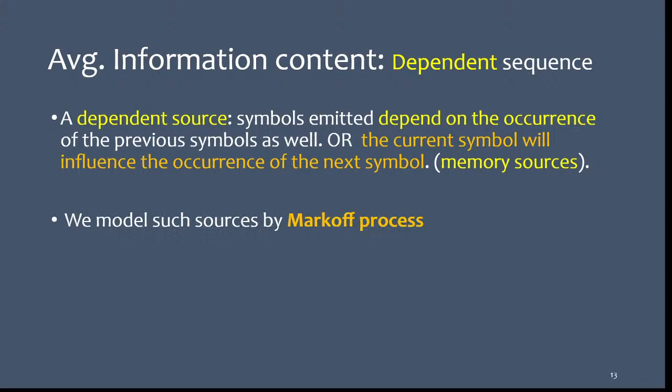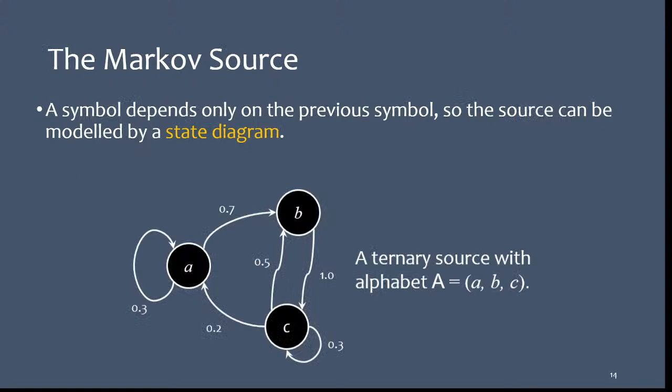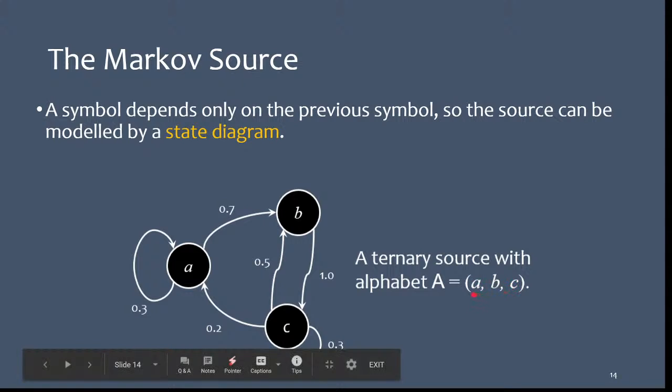Okay, so that's an example. Now we model such a source by a Markov process. That's a memory source. Here we have a Markov source, so a state diagram is given here. It is for a source that emits different alphabets. For example, A, B, C are the alphabets emitted by the source.